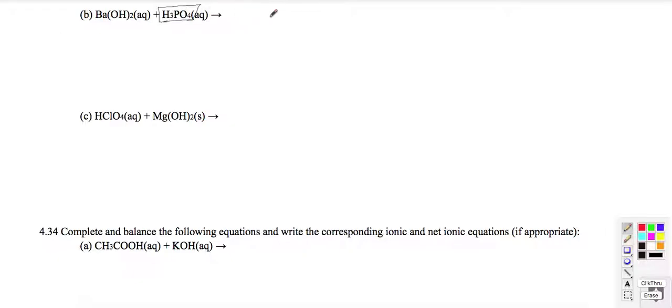So let's go ahead and work on this guy. We'll predict the products. Barium phosphate.